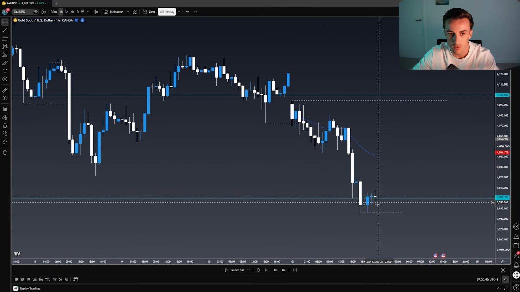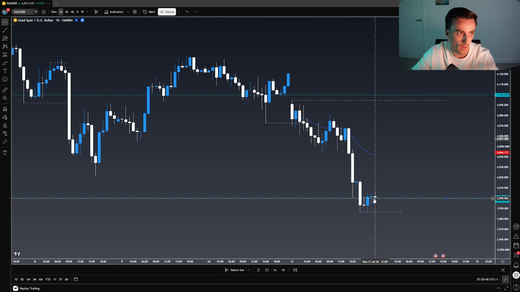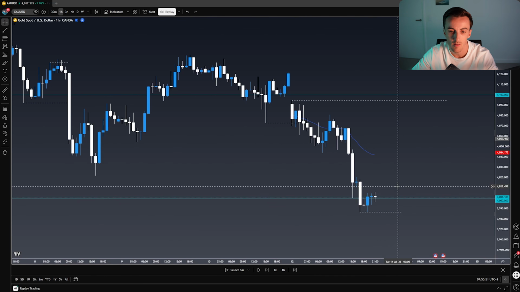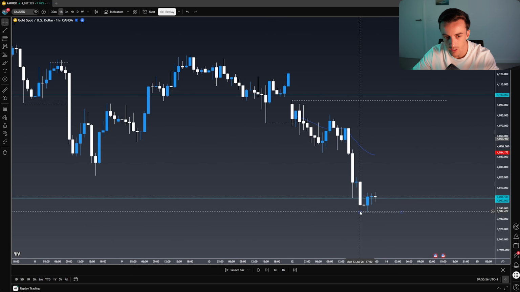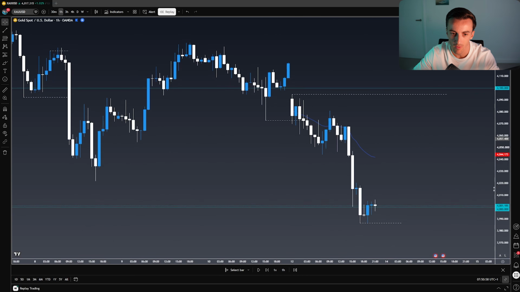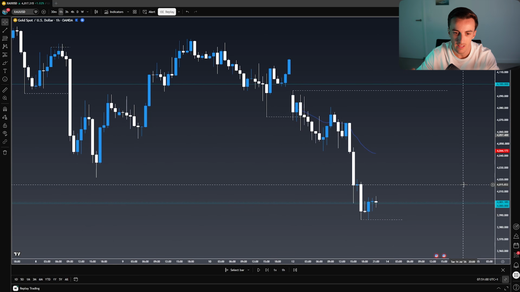So what have we not yet done here? We haven't yet grabbed the lows. So this is exactly where I'm anticipating people will be buying, risking off this low. Now, what I'm looking for is an exact grab of this low to be able to buy.